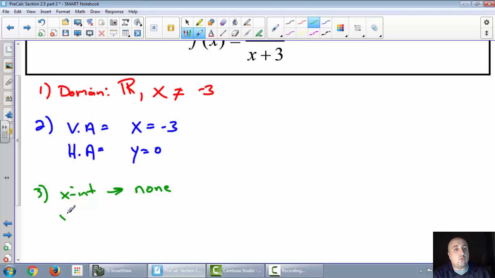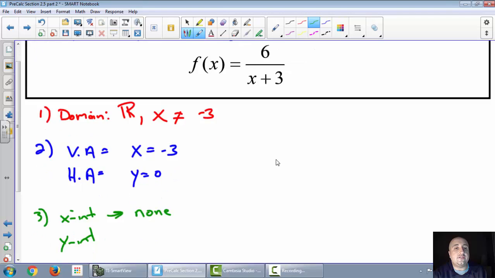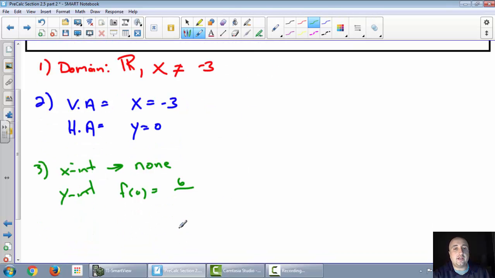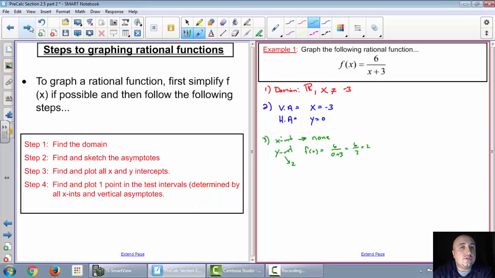Okay, and the y-intercept is very simple. You plug in 0 for x and see what you get for y. So you do f of 0, which is 6 divided by 0 plus 3. This is 6 over 3, which is equal to 2. So our y-intercept is equal to 2. And that is basically, for right now, all we're going to need to graph.